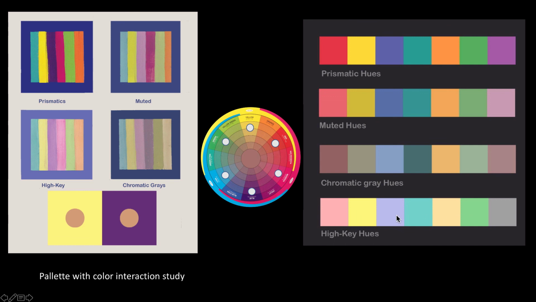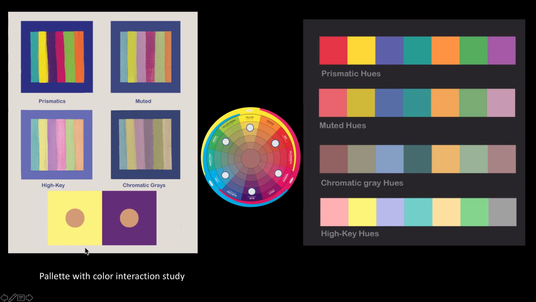And there should still be some range of value, but we want it to be a narrow range of value. The first three, there should be a broad range of value, but the high key, there should be a very narrow range of value.